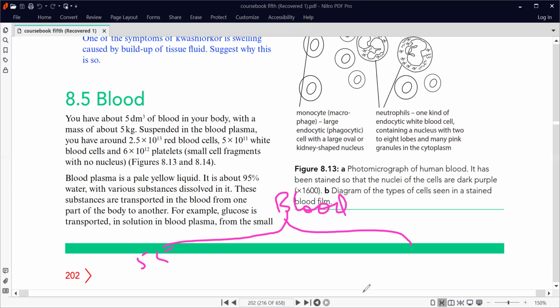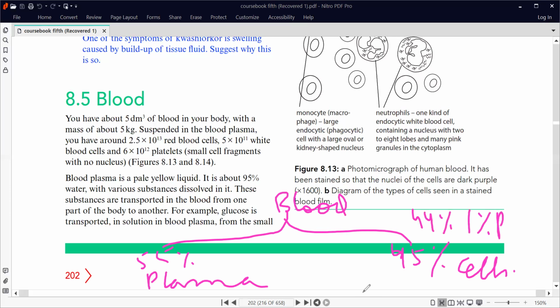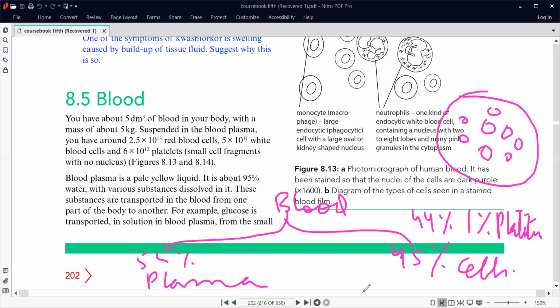Blood has 55% plasma and 45% cells. In some books, they write 44% cells and 1% platelets. Why do they separate platelets from the cells? Because platelets are fragments of cells. They are just covered by a membrane, that's why they look like a cell. They are not a cell. But in some books, they write 45% cells. That's why I have written it here, but in different books you may find it written differently.